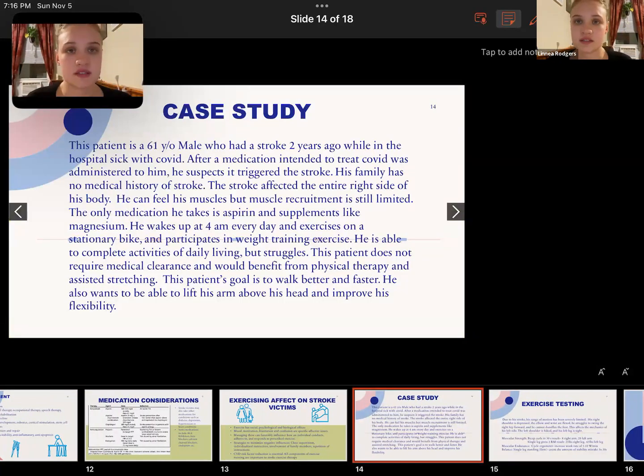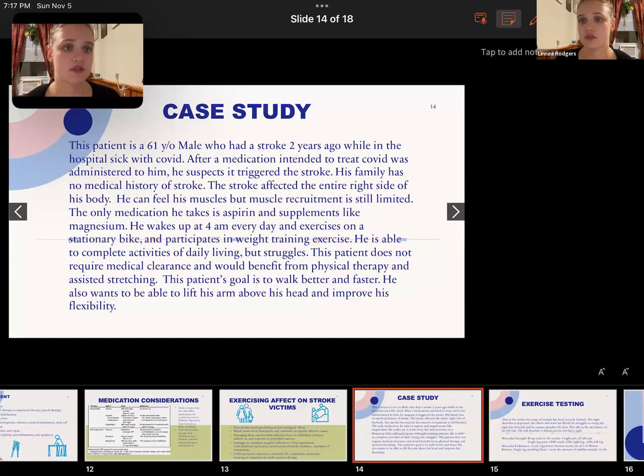So this is a case study of a client that I've actually worked with. This patient is a 61-year-old male who had a stroke 2 years ago while in the hospital sick with COVID. After a medication intended to treat COVID was administered to him, he suspects it triggered the stroke since he had the stroke in the hospital. His family has no medical history of stroke. The stroke affected the entire right side of his body. His facial muscles are normal, but the right side limbs and all that has been affected.